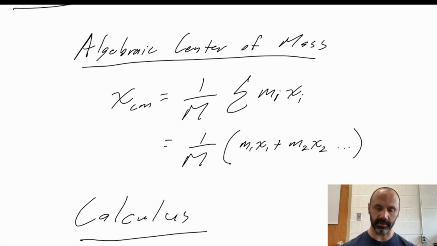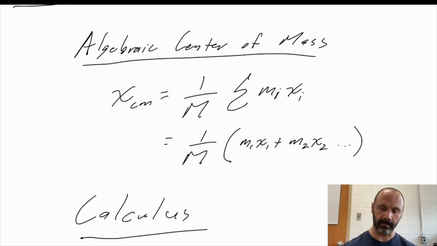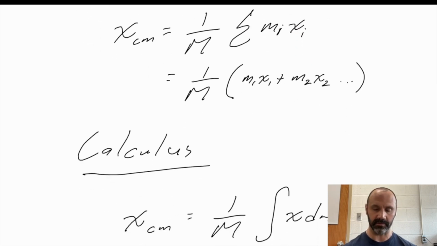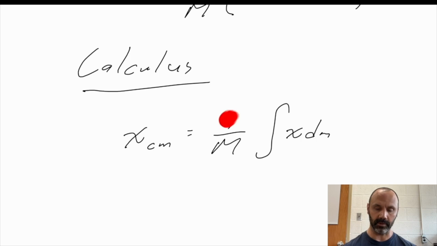The calculus version of this is that the sigma gets stretched out into a big S, and then you're adding up the location times the little piece of mass, the infinitesimal piece of mass. So 1 over M stays the same. Integral of x dm, or x times dm. It's not a dot product because neither of these is a vector.